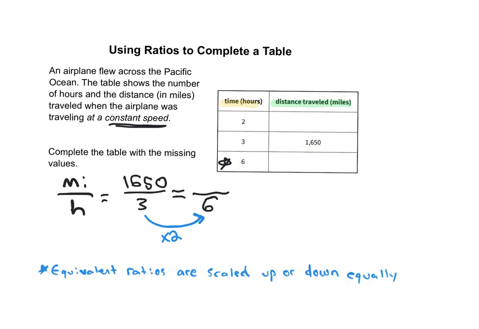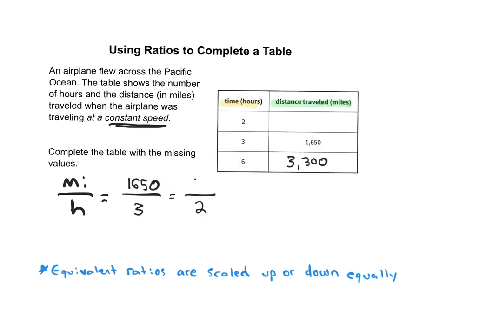So if our 3 is being multiplied by 2, then we can take our 1,650 and multiply that by 2 to get our numerator of 3,300 miles in 6 hours. Pop that here, 3,300. Okay, let's set up a similar ratio to find out how far we traveled in 2 hours.